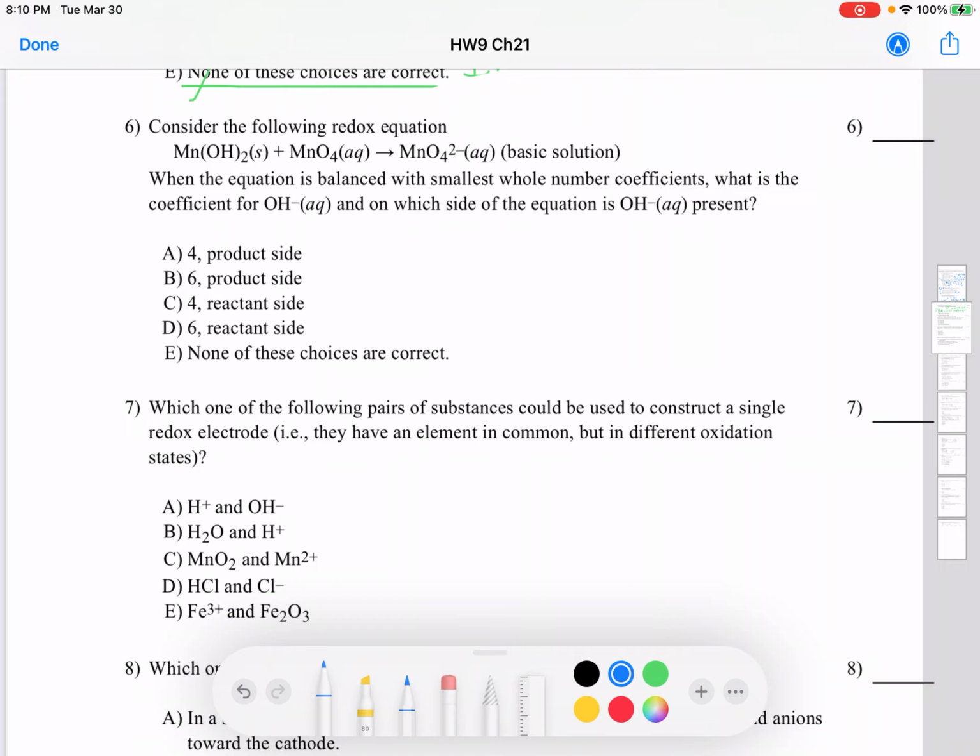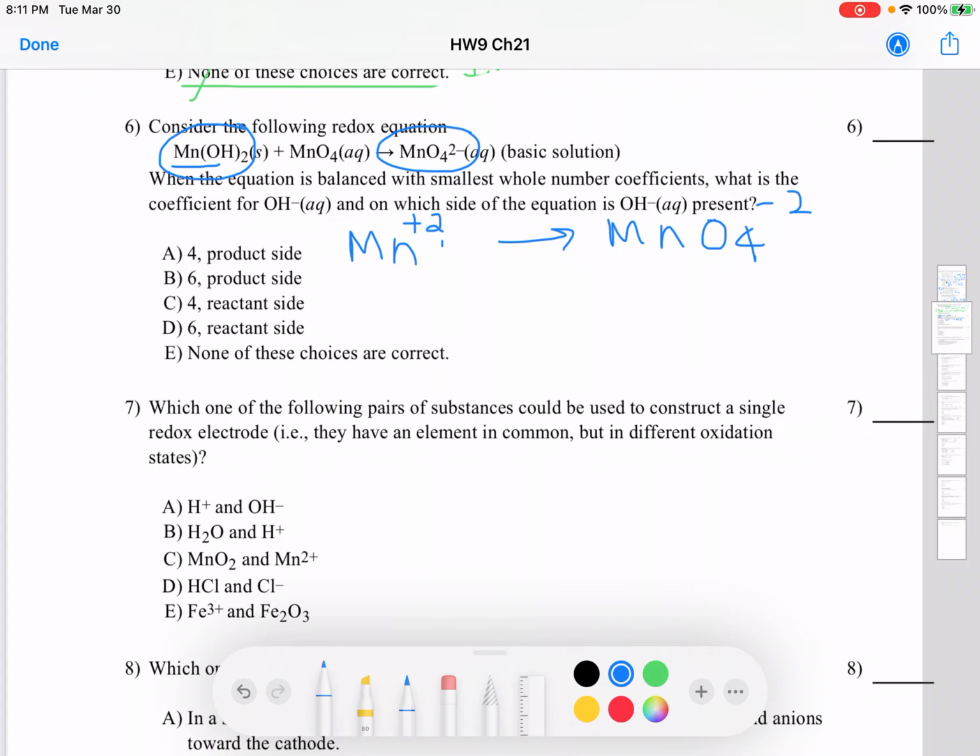Okay, so we can choose these two. Manganese hydroxide. So in this one we take just the manganese only. Hydroxide is -1, there are 2 of those, so it will make it -2. So manganese is going to be +2, just isolating the manganese. Mn +2 goes to MnO4 -2.